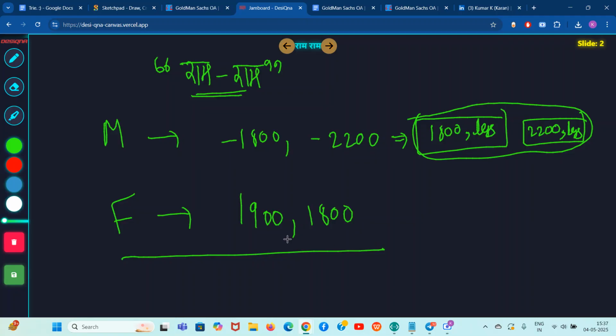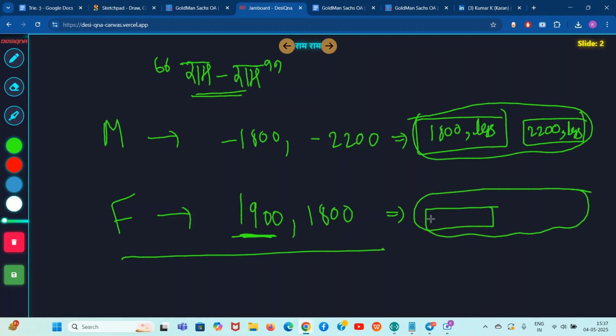Female preferences: if the negative sign is not there, if there is a positive sign, it means this girl wants a guy with a height greater than 1900, and this girl wants a guy whose height is higher than 1800. So, guys, how many relationships can you make? They are telling you to greedily make the maximum relationships possible.